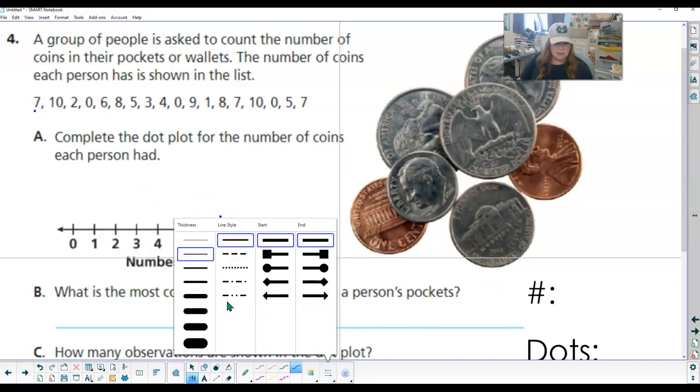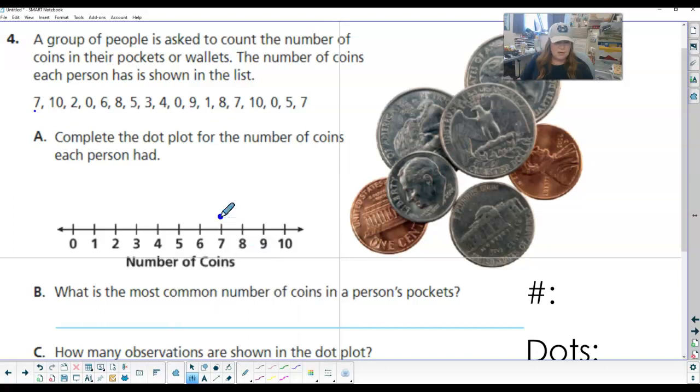Let me get that a little thicker here. So then I have a 10, and I'm just going in order, 2, 2. So go ahead and pause the video and finish your dot plot there. Okay, so your dot plot should be done. I put a dot for each of those numbers.